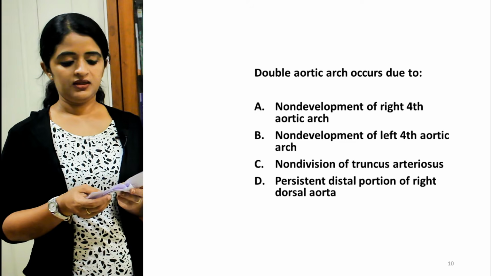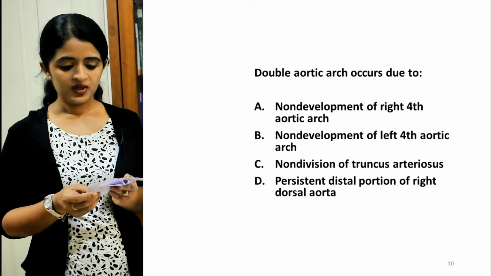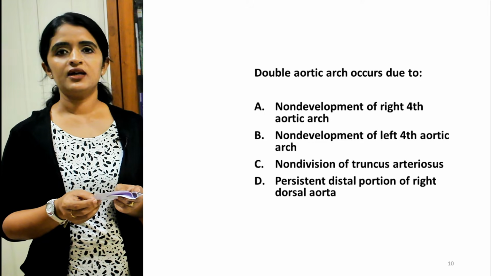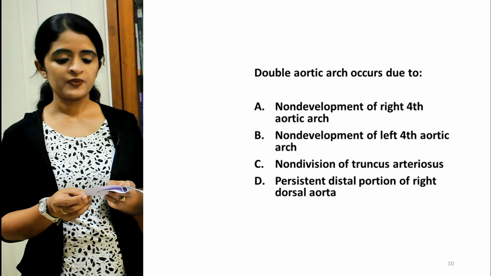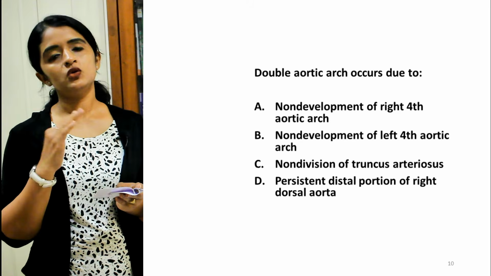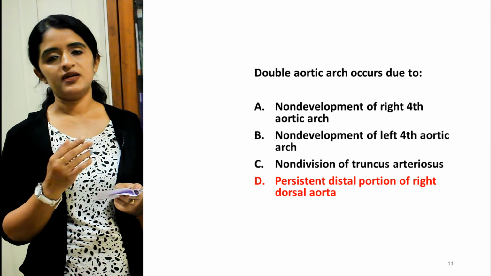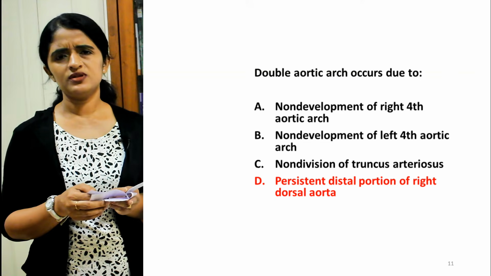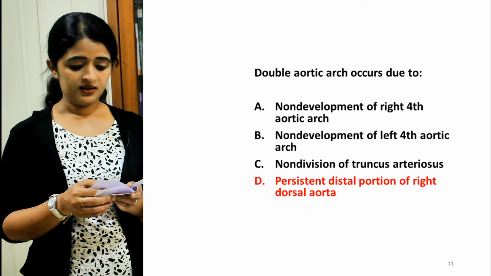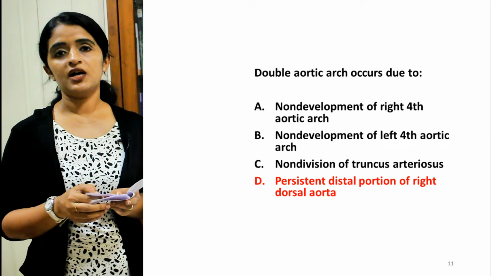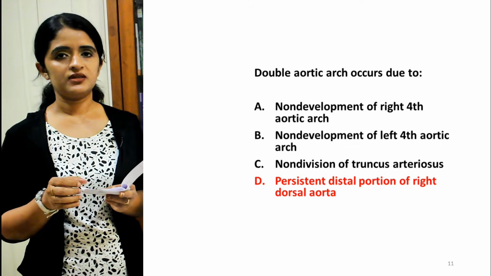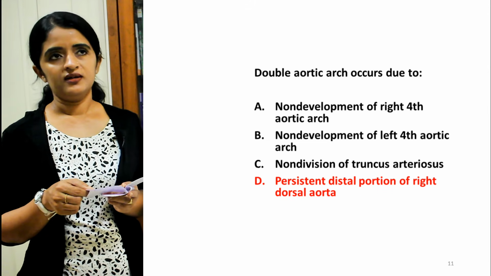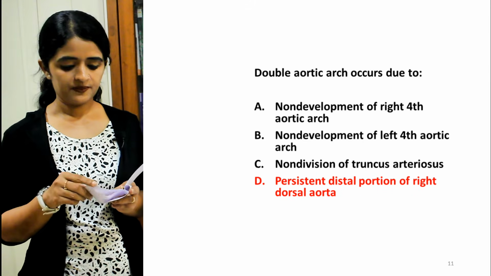Now the next thing is: double aortic arch occurs due to. Usually on the right side, the right dorsal aorta disappears, right? So if it is persisting, you will get two arches on both sides. You have the left arch as well as the right arch. That is what is meant by double aortic arch. Sometimes in this condition, the right aortic arch goes behind the esophagus and trachea, forming a double aortic ring, and it will result in symptoms pertaining to these structures.